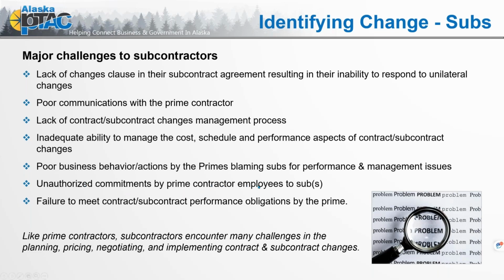Unauthorized commitments by the prime contractor employees to the sub, so we have that breach of the role of management. Failure to meet subcontract performance obligations by the prime. So what do you do as the subcontractor if the prime isn't managing the contract so that you can maintain your proposed cost? There are these impacts from a prime contractor whose actions have impacted the performance of the contract, not from an agency perspective, but as a subcontractor.